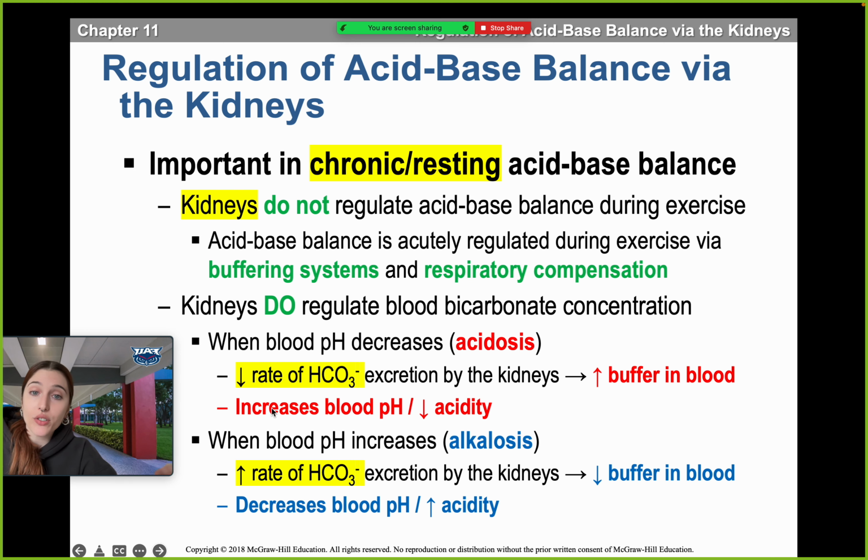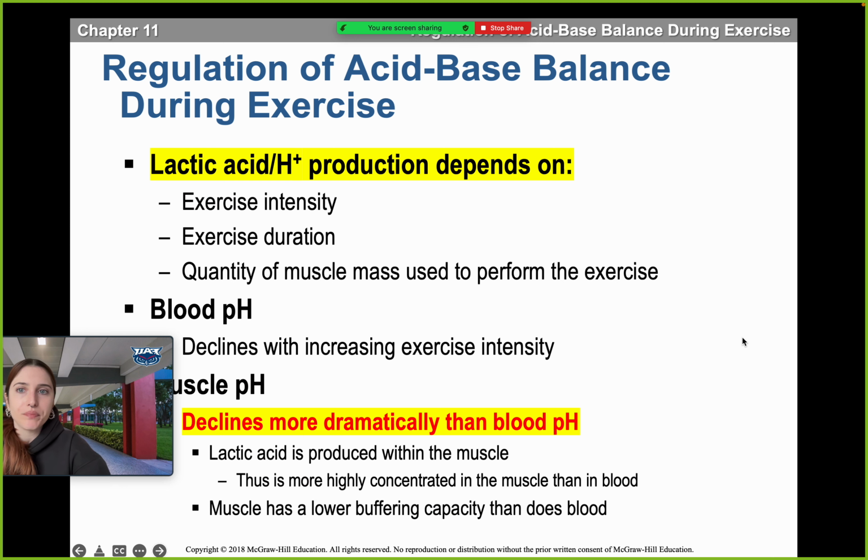So if pH goes up, if pH goes down, what happens with bicarbonate excretion?